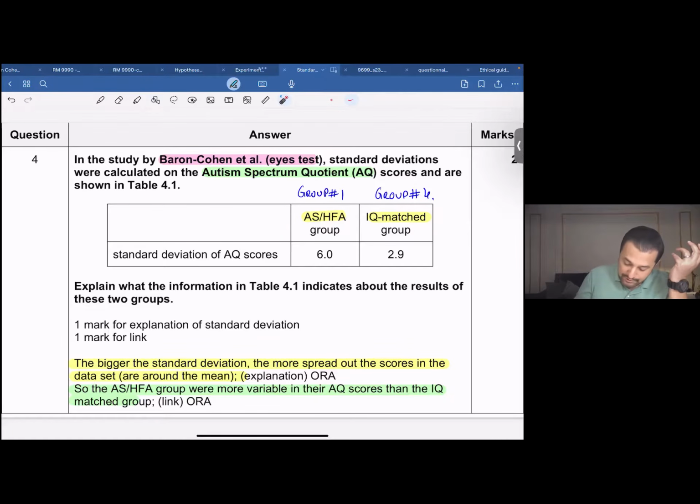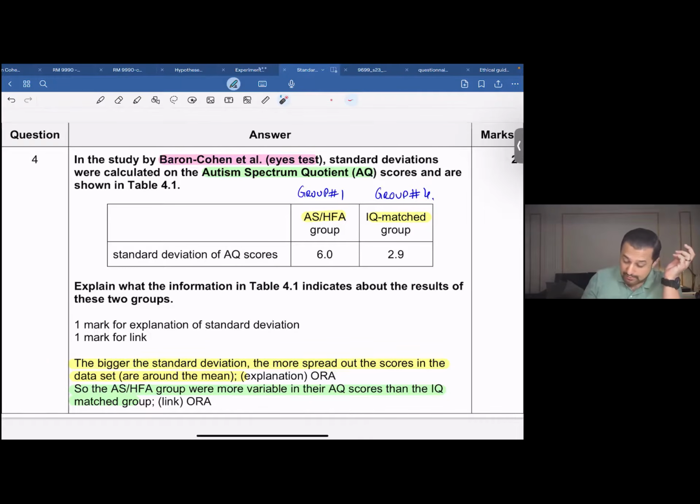We see for participants who had Asperger syndrome or high functioning autism, the autistic group, the group 1 participants, the standard deviation for them is 6, right? However, for the IQ match group, the standard deviation is 2.0. What do we understand from here? For the autistic participants, the standard deviation was more as compared to the IQ match group, right?